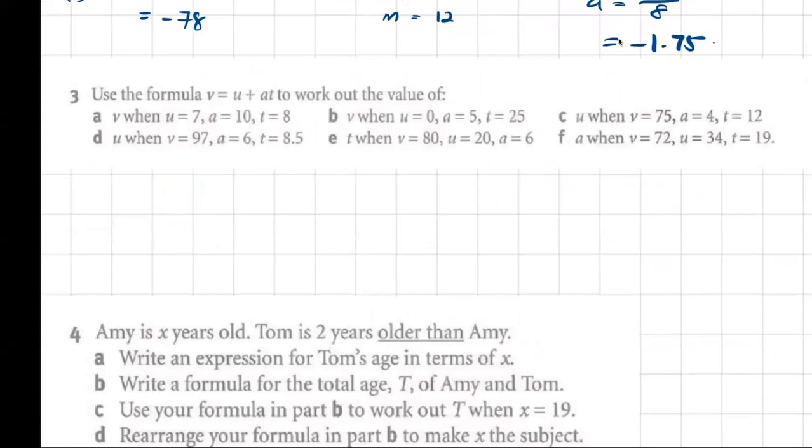Use the formula V equals U plus AT. Work out the value of V when U is 7, A is 10, T is 8. So just put in all the values here. So it's actually not that difficult. V is equal to U plus A T.